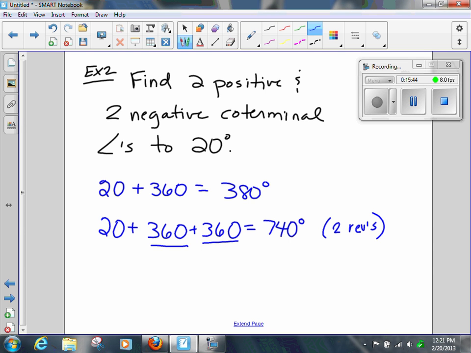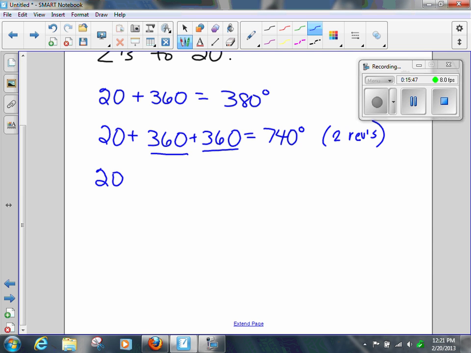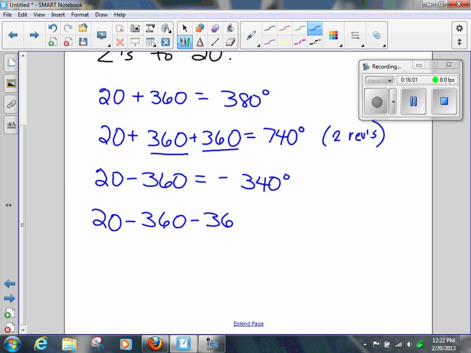Subtract. So I'm going to start with 20 minus 360, which is negative 340, right on. And then if I do the same thing I just did, but I subtract 20 minus 360 minus 360, what is it? Negative 700. Have I done what it asked me for?